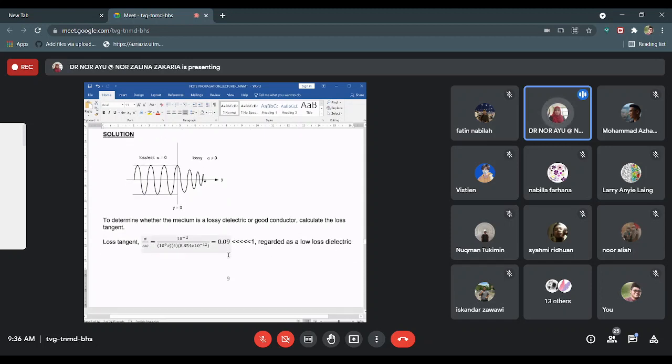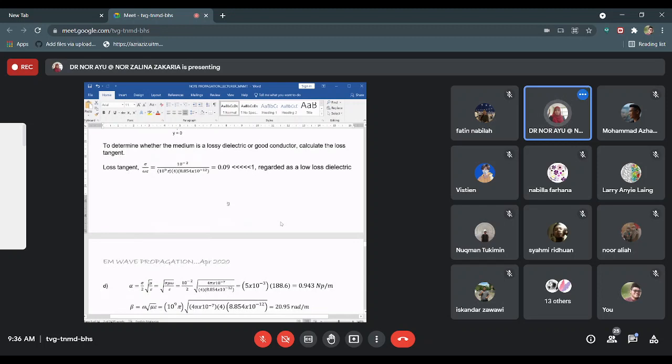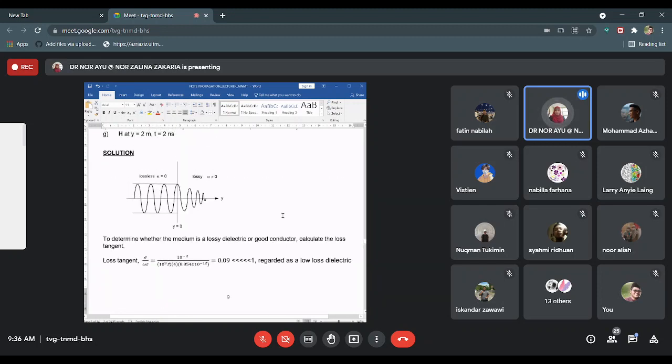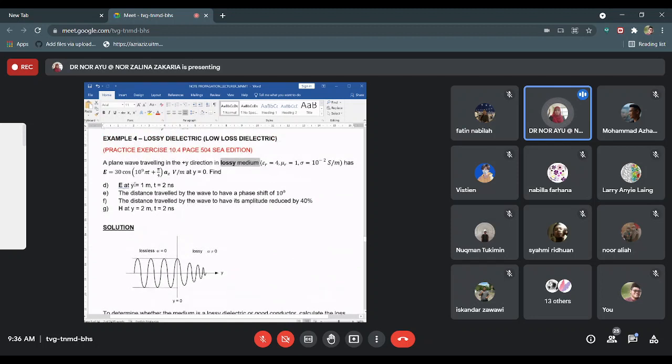Okay, so because of that, go to your appendix and refer to the low loss dielectric part. Okay, so next, the question wants you to find E at y equals 1 meter, t equals 2 nanosecond. So you need to again find the general equation, or the equation of the E field.